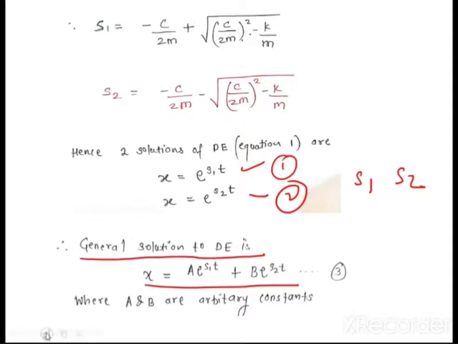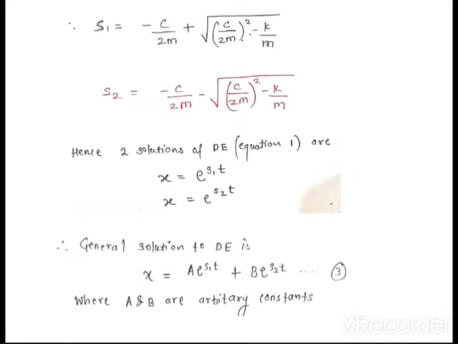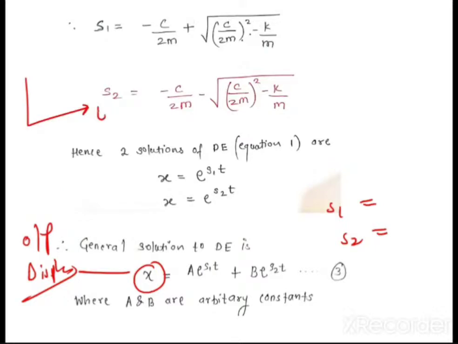So guys, try to understand that. Here I know what S1 is and what S2 is. So in the general solution, what is x? x is nothing but a displacement, or you can call it the output. If I draw a diagram of t versus x, this x is nothing but the output, x of t, the displacement with respect to time. So x is equal to a into e raised to S1 t plus b into e raised to S2 t.